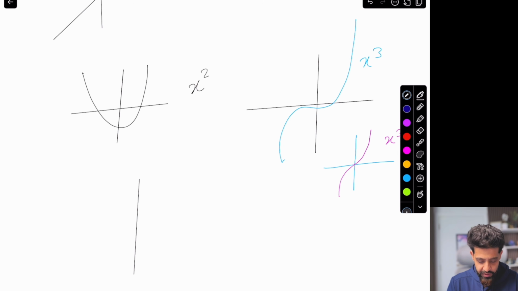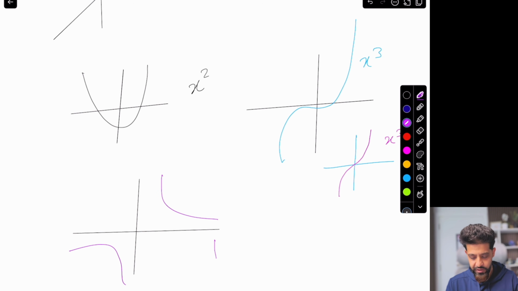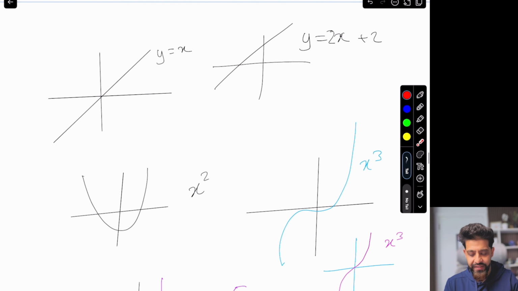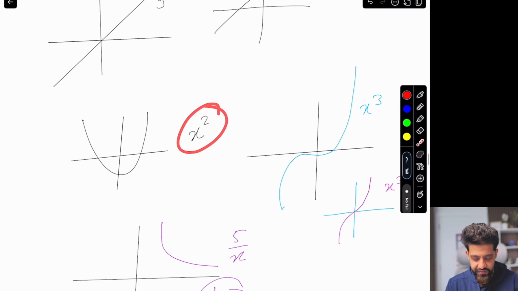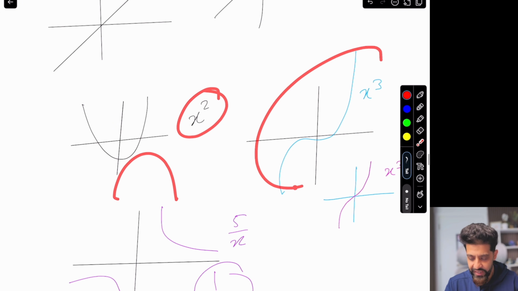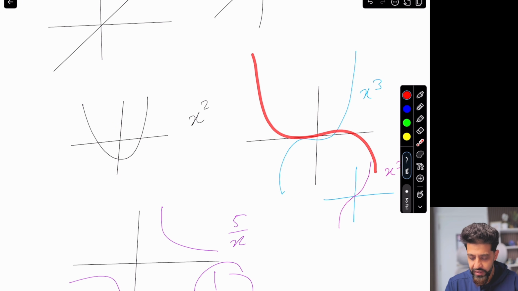Then another one is your reciprocal graph. So if you've got something like this, you know it's something over x. It could be 5 over x, anything over x. If you look out for those, you'll be good. Now, of course, you've got the negative versions of these. So if I put a negative, y equals minus x, it just slants the other way. If I have a negative here, it will be upside down. If I have a negative for this one, it will just be like this.